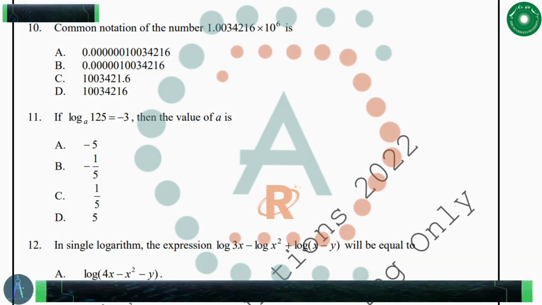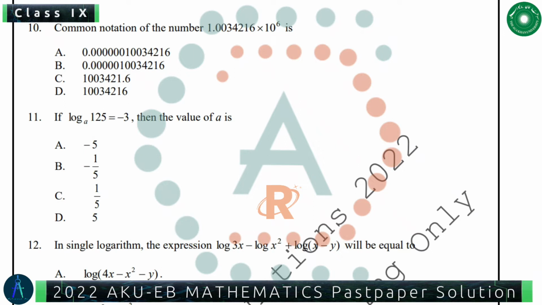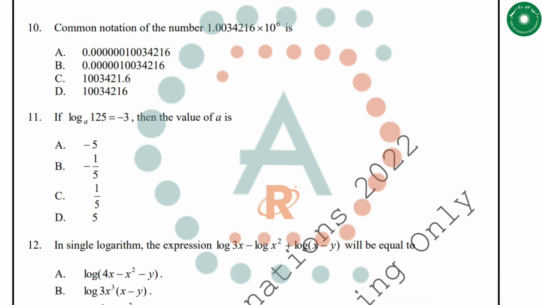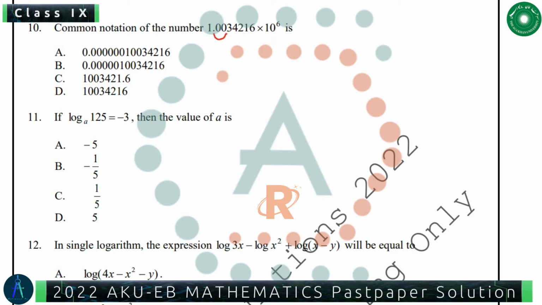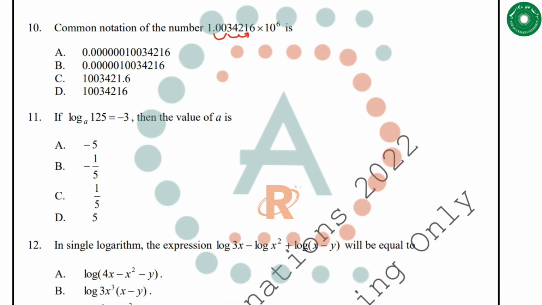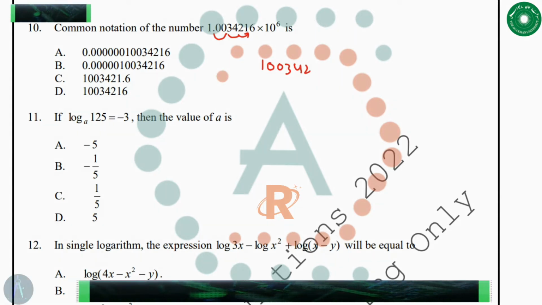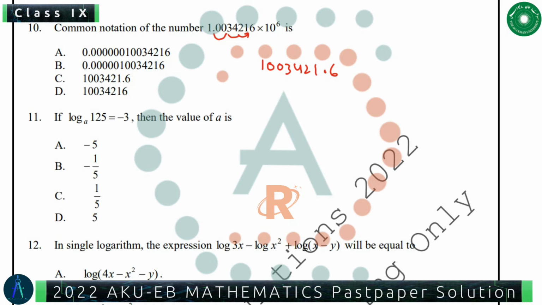Question number 10, which notation of the number is this? We have to identify the ordinary notation of this number. So as we can see, we have got the power of 10. This means that this decimal will move to the right hand side. So 2, 4 and 6. So this decimal would be shifted towards the right hand side. 1003421.6. So this will be the ordinary notation. Option C is the right answer.